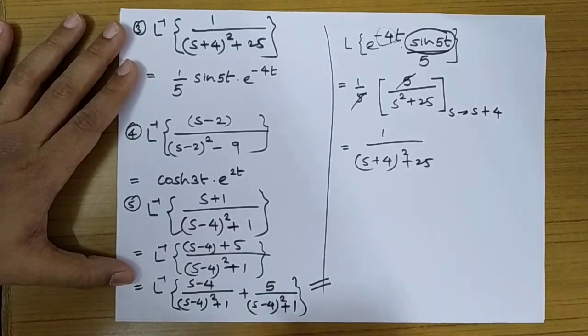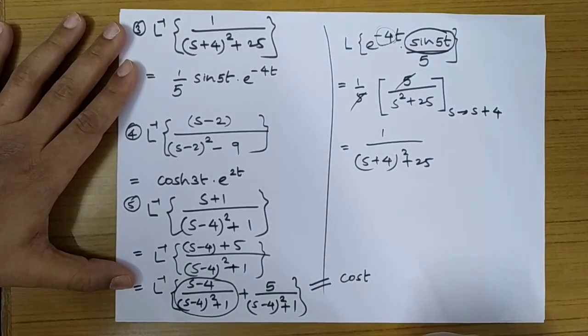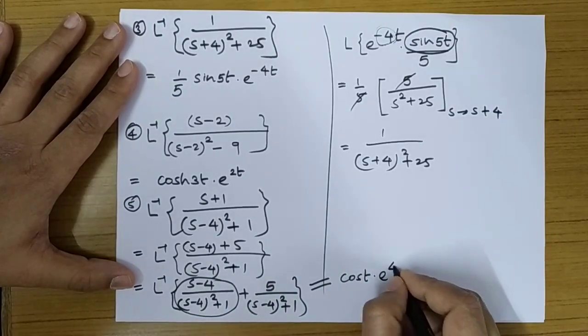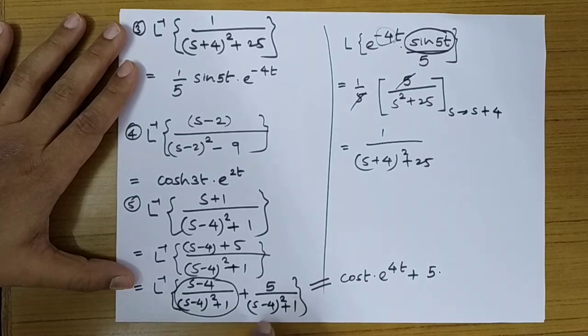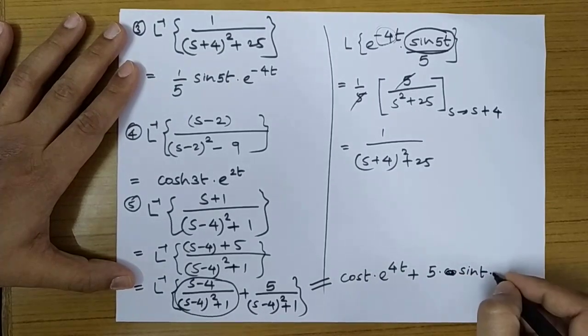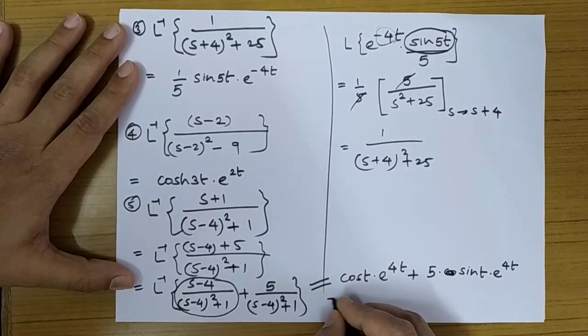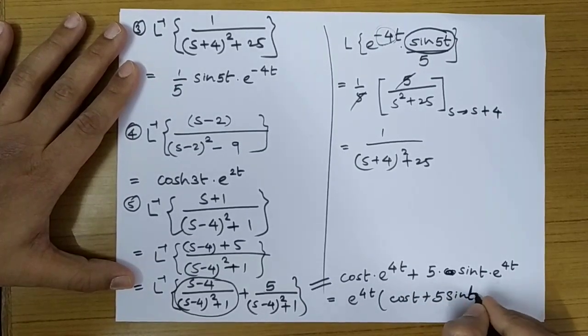Okay, so we have two terms, two examples. Think about it first. S minus 4 divided by s minus 4 square plus 1. So just replace s minus 4 by s. So it will become s by s square plus 1. What is the inverse Laplace of s by s square plus 1? You know very well, it is cos t only. Cos t, and shifting e raised to 4t. Now for this term, 5 is constant, and think about 1 upon s square plus 1 first. It is sine t, and e raised to 4t. You can take e raised to 4t common, and the remaining term is cos t plus 5 sine t.